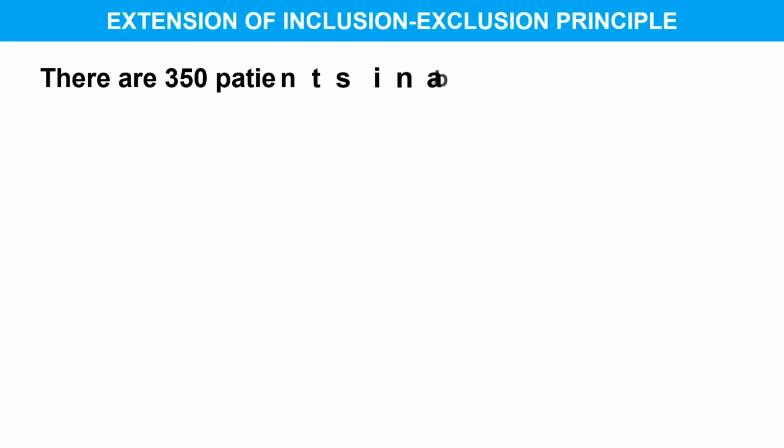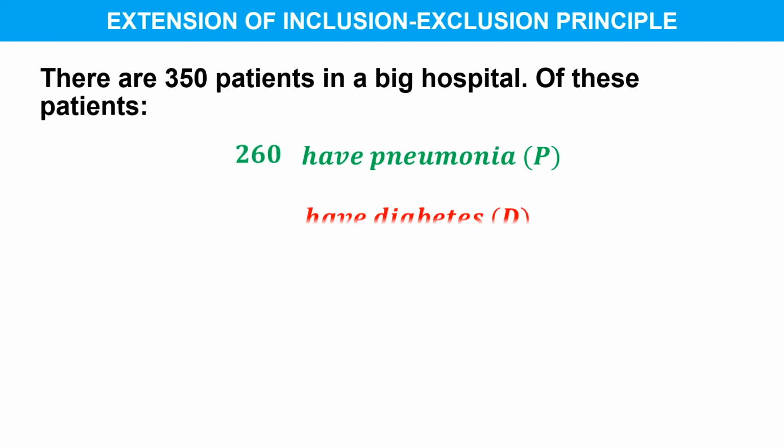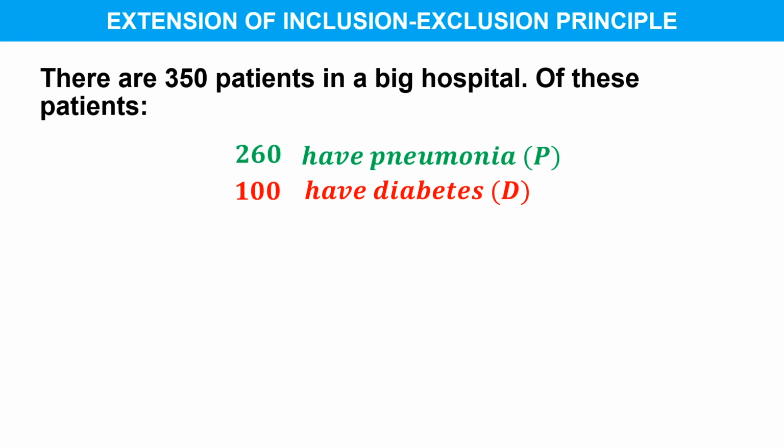Here's another example. There are 350 patients in a big hospital. Of these patients, 260 have pneumonia. 100 patients have diabetes. 70 patients have hypertension. Take note, hindi ginamit ang salitang only sa mga naturang sakit. Ibig sabihin, halimbawa, ang 260 patients na na-diagnose na may pneumonia ay posibleng may iba pang karamdaman.